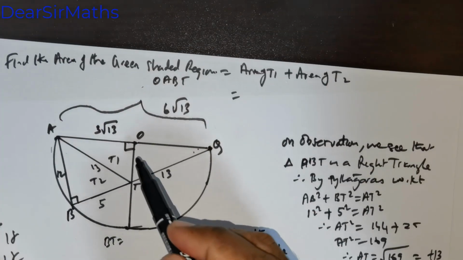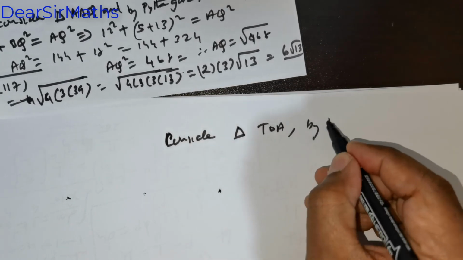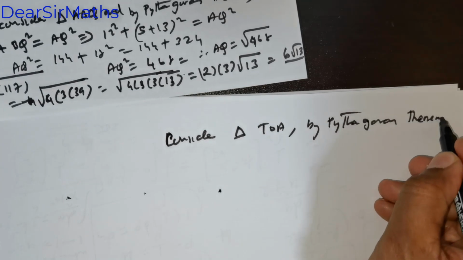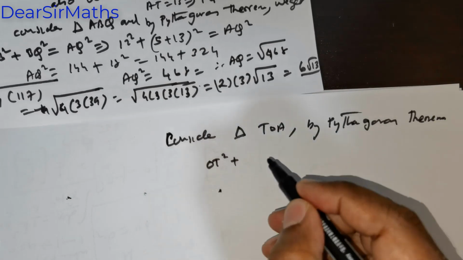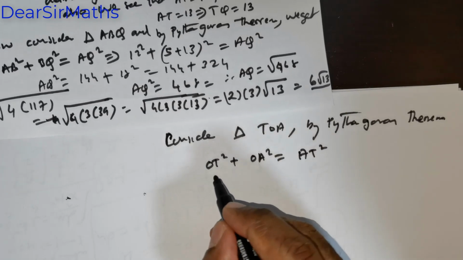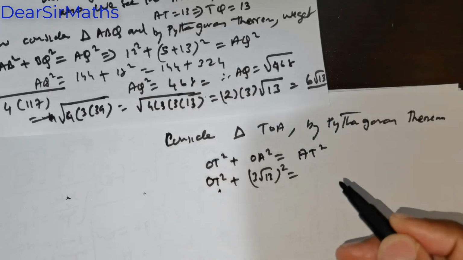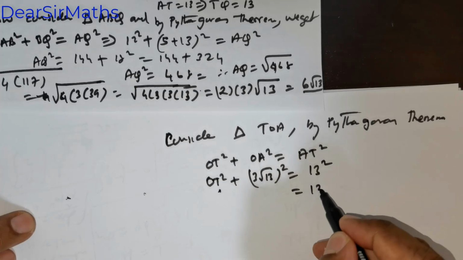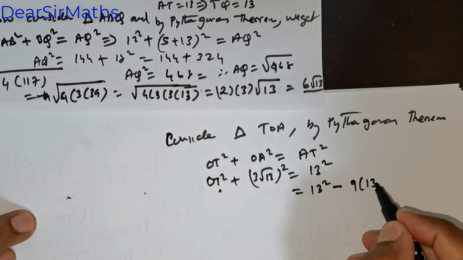Consider triangle, I'm going to consider triangle TOA. So by Pythagoras, the most powerful theorem in geometry, Pythagoras theorem. So what do we have? We got OT squared plus OA squared is equal to AT squared. Now OT squared is required. OA squared is 3 into root of 13 squared, and AT squared is 13 squared. So this is going to be 13 squared. I'm going to push this to the other side, negative 9 into 13.